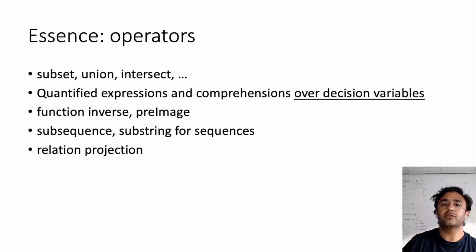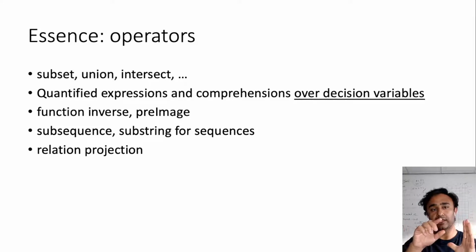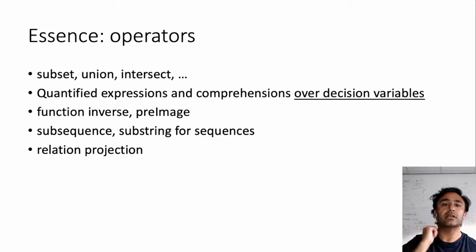Things like the inverse for function variables, pre-image for function variables, and a host of other operators as well. For sequence decision variables, we have operators like subsequence and substring, and for relations, we have a bunch of other operators, as well as relation projection, which is similar to how projection works in a database sense. So you have a relation and you can fix certain components of this relation and project some of the components.